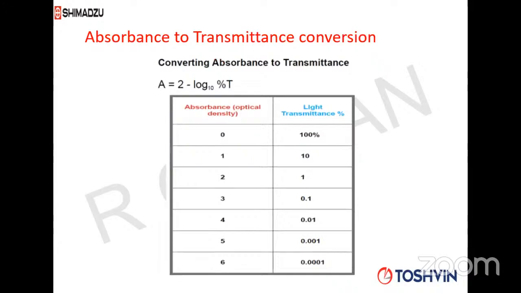And if you get an absorbance value, you can convert it to transmittance value also. Very simple equation, a very, very basic thing. Absorbance is equal to 2 minus logarithm to the base 10 of percentage transmittance. So if I know the percentage transmittance, I can convert it into absorbance value, or if I know the absorbance value, I can convert it into transmittance value, both ways. So A is equal to 2 minus log10 of percentage transmittance.